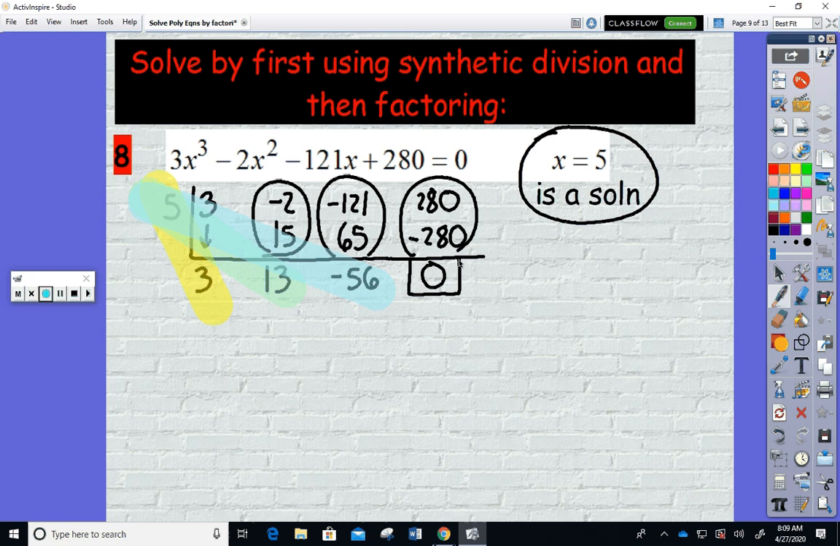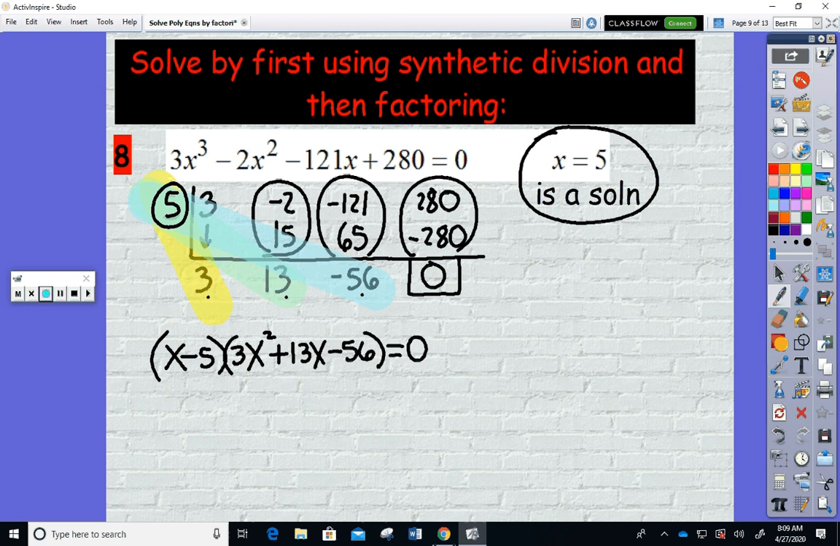Now, guys, the next step is to go, if 5 is one of my solutions, then x minus 5 is one of my little factors. So then I get a little factor times my big factor. Well, this is the ones place, x's place, x squared's place. So I start out with 3x squared, 13x, and minus 56 equals 0. Do you see that the synthetic division got me started on my factoring? And factoring is ultimately what you want to do.